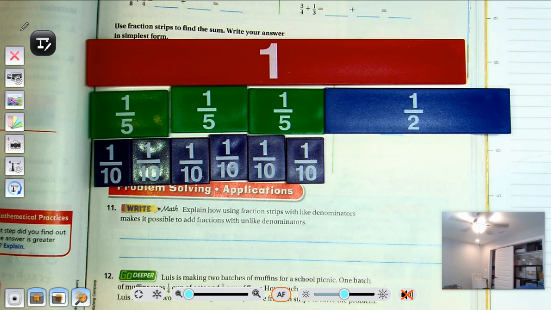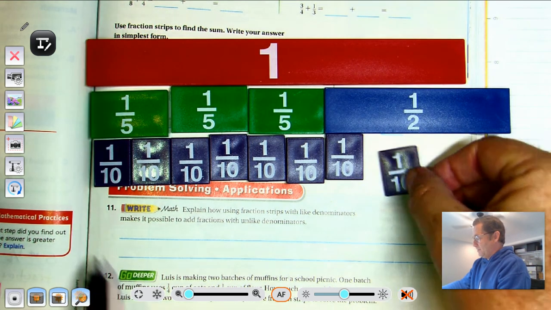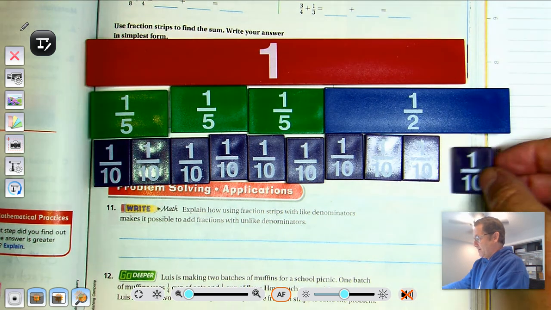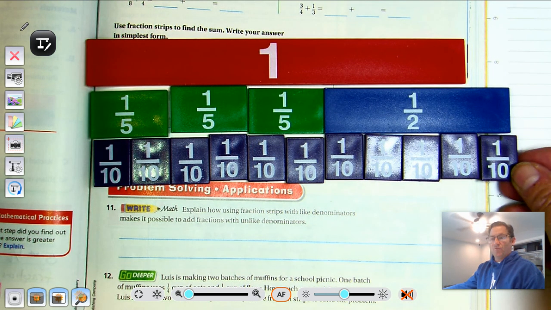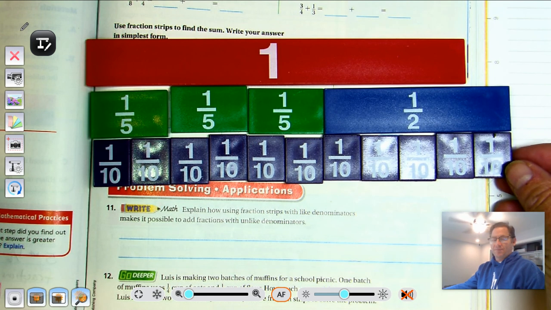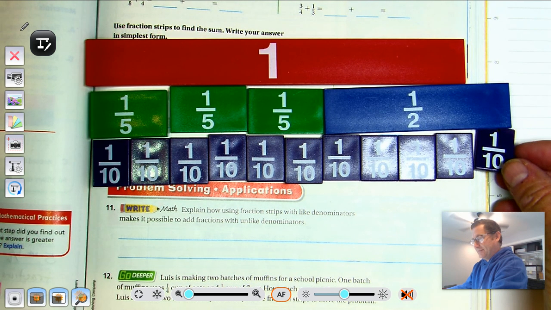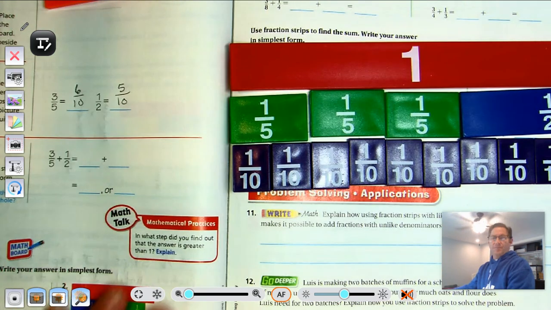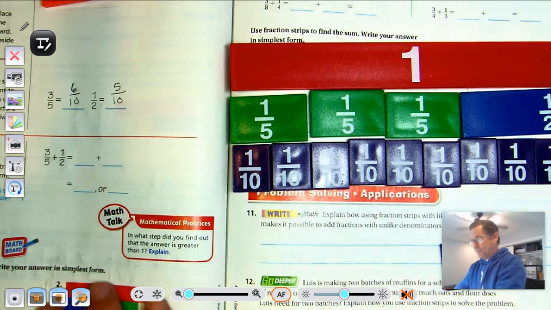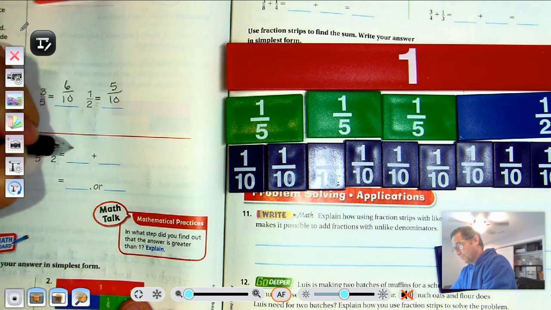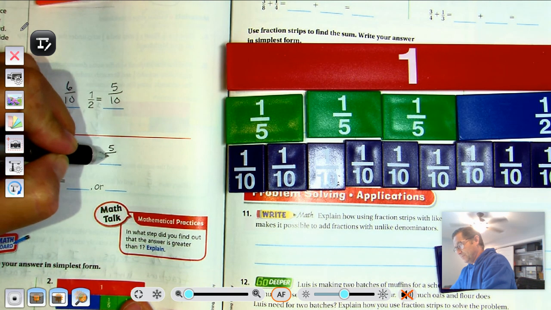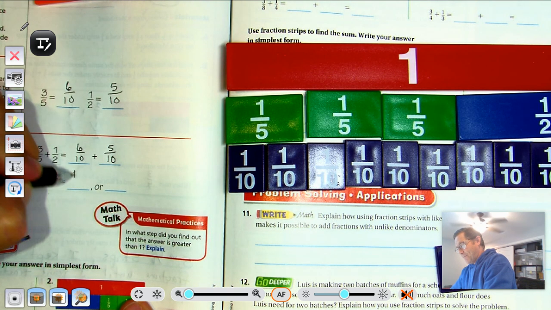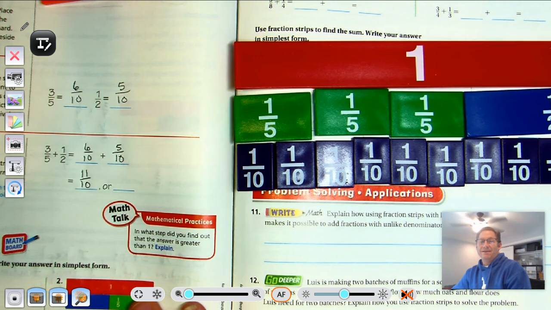And how many tenths will equal 1/2? So 1, 2, 3, 4, and a fifth one. So 5/10. So we can add 6/10 plus 5/10. 6/10 plus 5/10, which would give us 11/10.